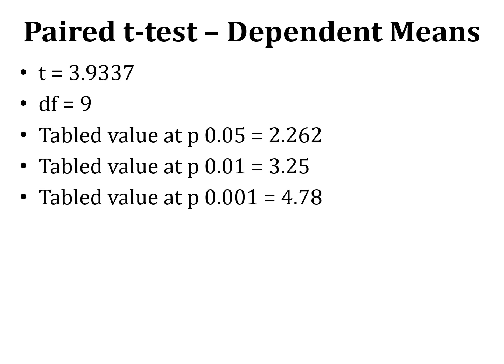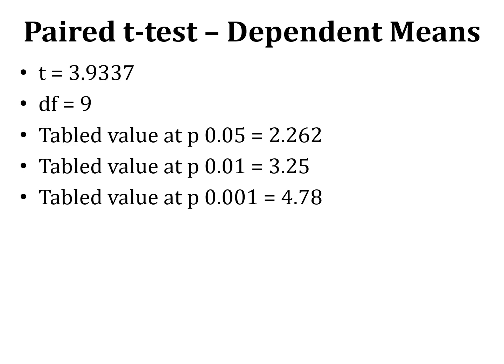And now it is time to report the results. So t is 3.9337, degree of freedom is 9. The table value at probability 0.05 is 2.262, which is less than the calculated value. Then the table value at probability 0.01 is 3.25, which is also less than the calculated value. And the table value at 0.001 is 4.78, which is greater than the calculated value.